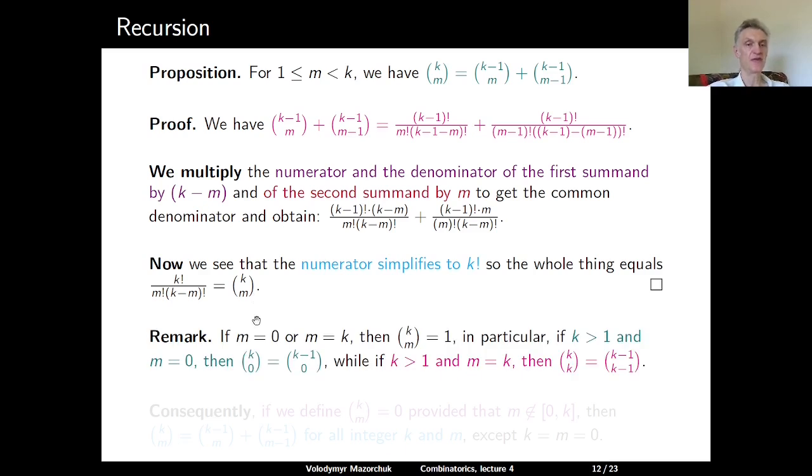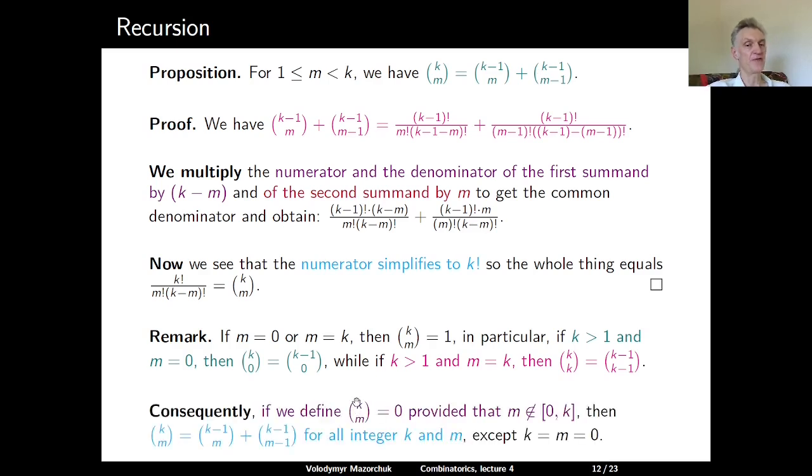Let us note that if m is equal to 0 or m is equal to k, then k choose m is equal to 1. In particular, if k is greater than 1 and m is equal to 0, then k choose 0 is equal to (k - 1) choose 0. While if k is greater than 1 and m is equal to k, then k choose k is equal to (k - 1) choose (k - 1). So our formula simplifies with only one summand and the second one is 0.